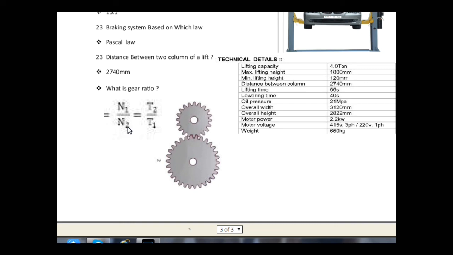The next question is, what is a gear ratio? The gear ratio is N1 upon N2 equal to T2 upon T1. Here is gear number 1 and gear number 2.